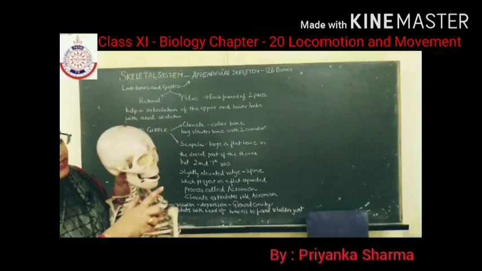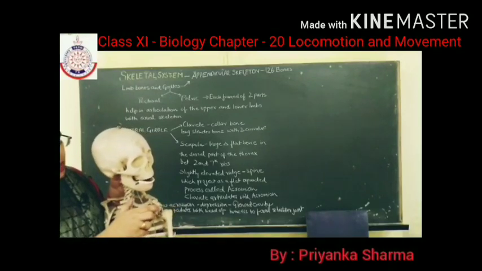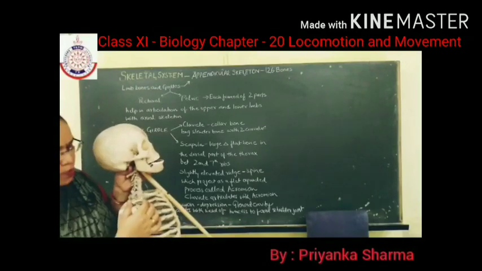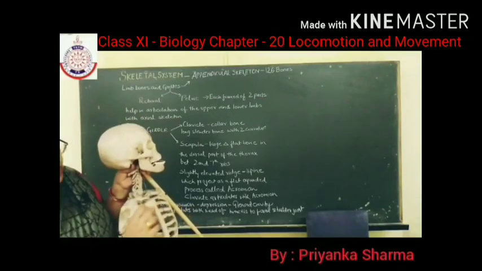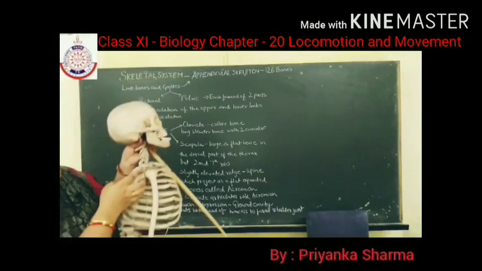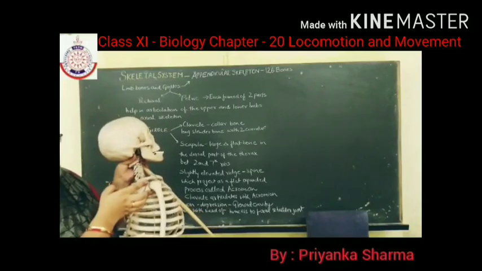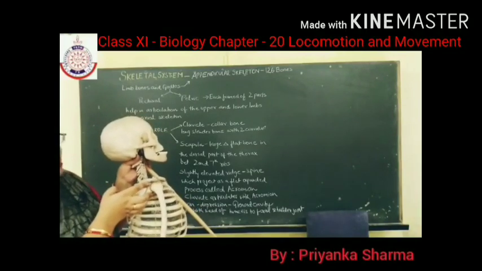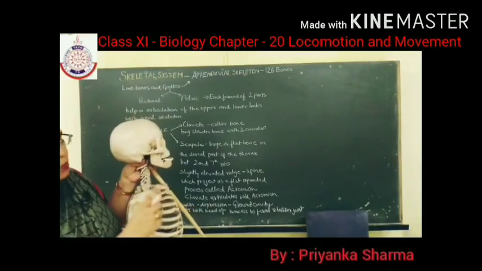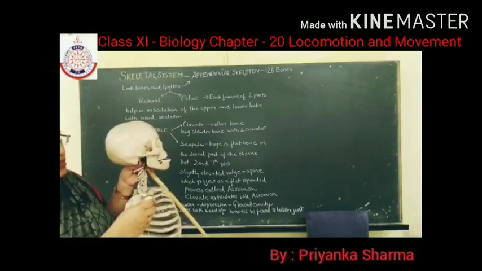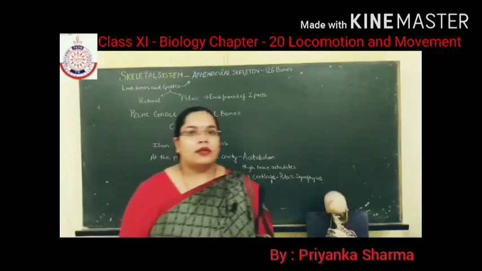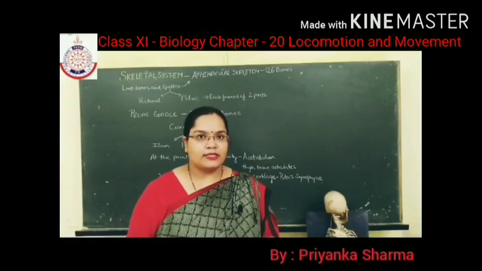Clavicle, it articulates with acromion. Acromion has a cavity below. It is known as the glenoid cavity, and this glenoid cavity articulates with the head of the humerus to form the shoulder joint. Let me explain the pectoral girdle once again.